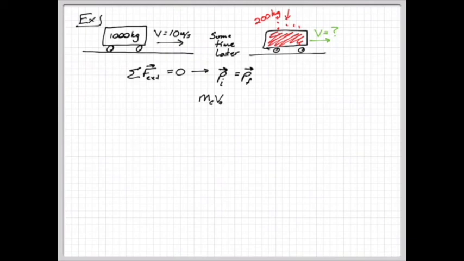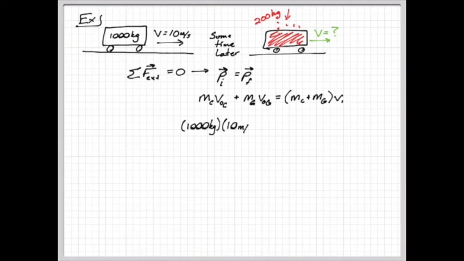The total momentum of the system is the sum of the momenta of the two objects, the cart and, we'll say G for gravel. Then after the gravel falls into the cart, it becomes one large mass, so we add the two masses together, times the final speed. Okay, so let's just throw the numbers in and crunch it out.